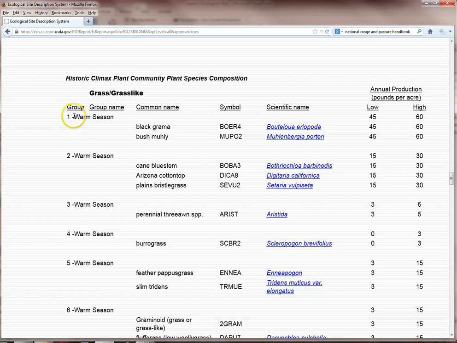So here we have group 1 is warm season grasses with black grama and bush muhly. In a high production year, and that means high rainfall year, we can expect to see 60 pounds per acre on this site from these two species. We see this repeated for group 2, which is cane bluestem, Arizona cottontop, and plains bristlegrass. We could expect to see 30 pounds per acre.